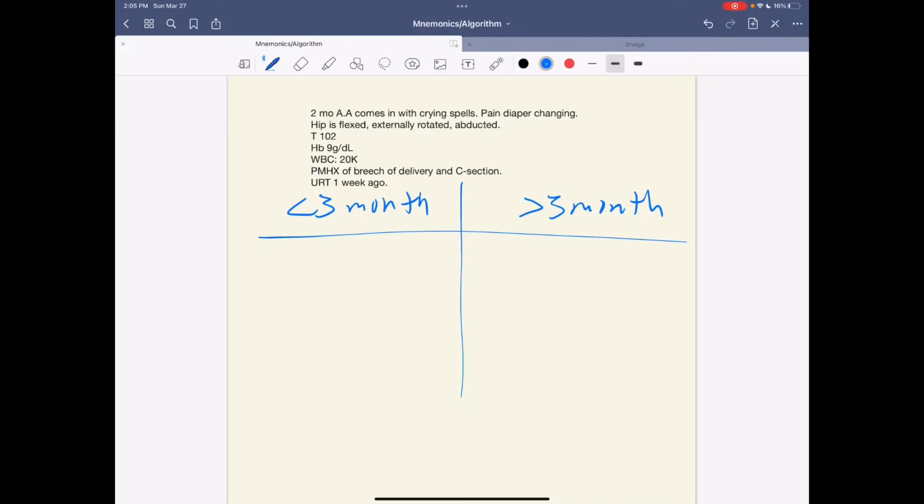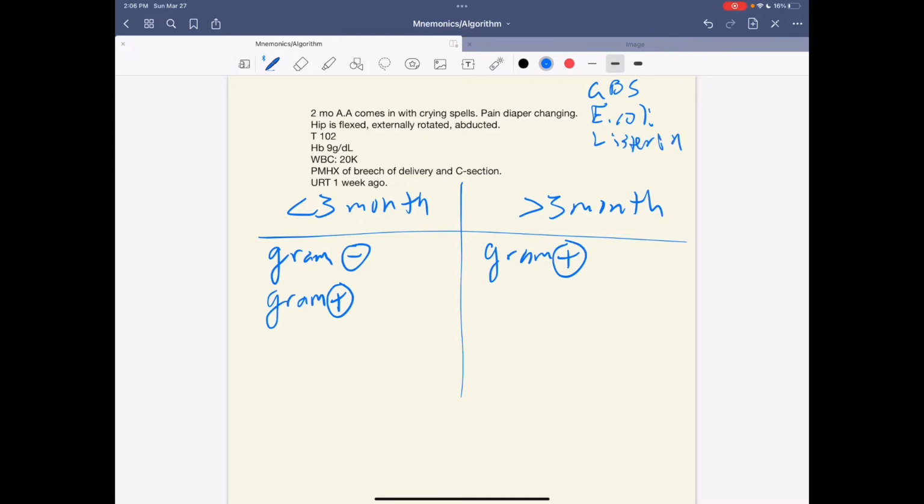In an under 3 months child, you mostly have gram negatives and gram positives, and over 3 months is only gram positives. This is where microbiology comes in. Let's see, what are the top 3 most common causes of meningitis in a newborn? You're thinking GBS, E. coli, and Listeria. So the first one is gram positive, then gram negative, and then gram positive.